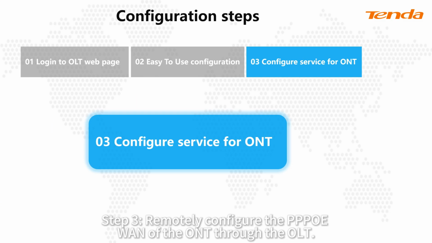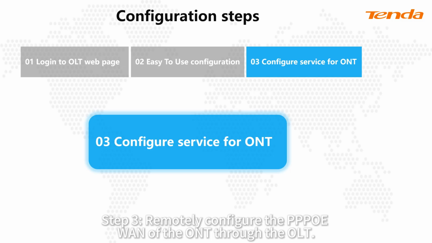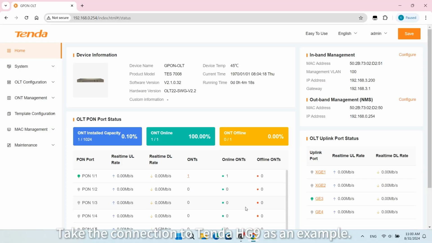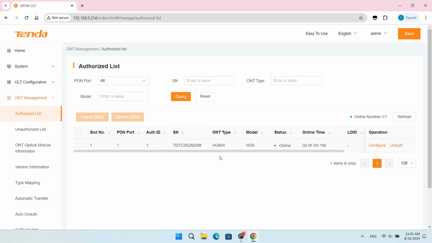Step 3. Remotely configure the PPPoE1 of the ONT through the OLT. Take the connection to Tenda HG9 as an example. Click ONT Management. Click the Query button. Click the Configure button.